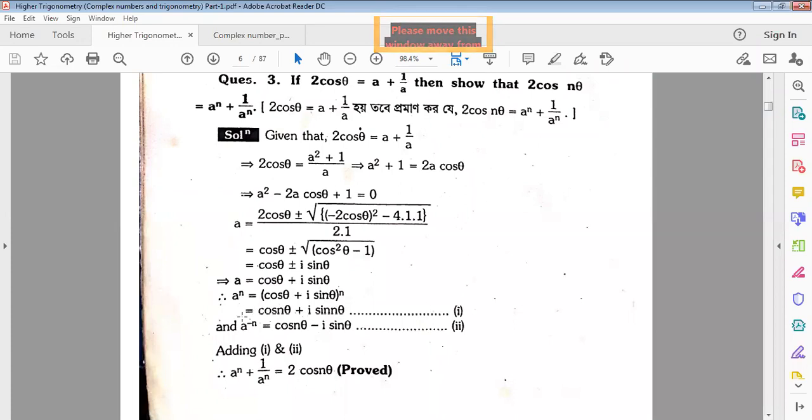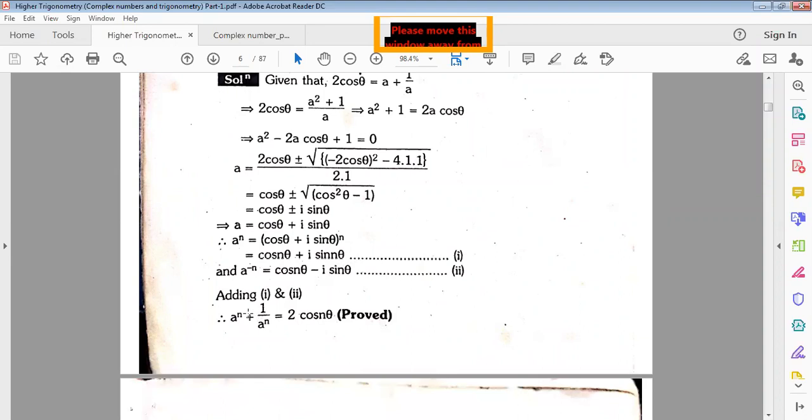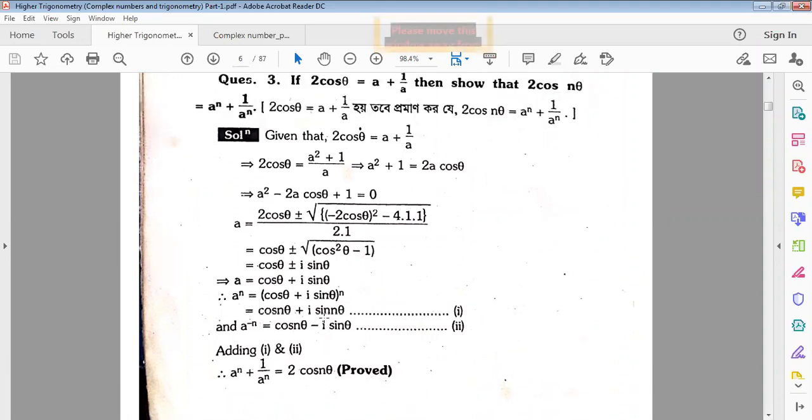Equation 1. Similarly, for a to the power minus n, taking minus n in place of n, then cos minus n theta means only cos n theta, since cos can absorb the negative sign. So cos n theta minus i sin n theta. This is equation number 2. Now adding equations 1 and 2, we get a to the power n plus 1 by a to the power n equals to, the i term cancels, only 2 cos n theta. This is the right hand side. Clear?